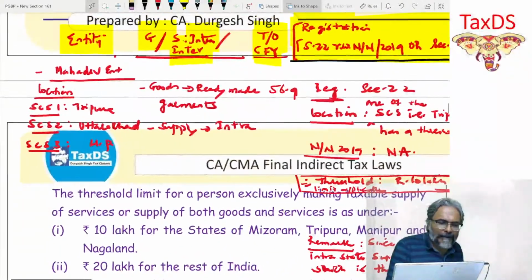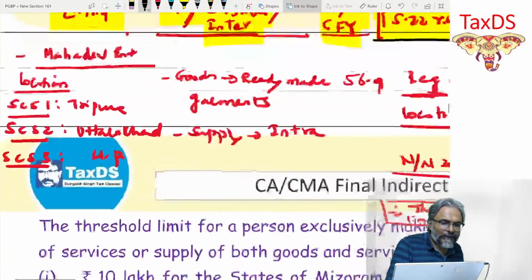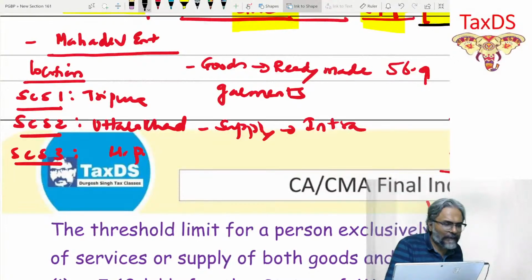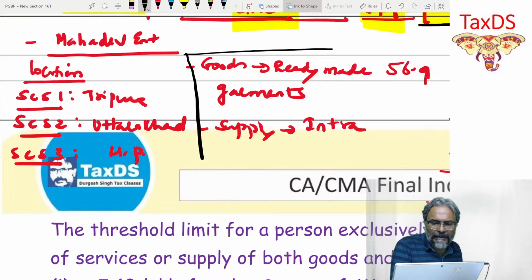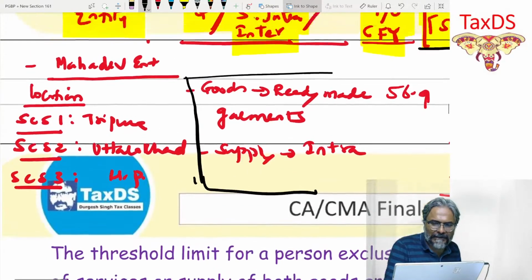Fine. Now if you see the entity, students, over here is Mahadev Enterprise, and where exactly is the location, students? The location which I'm talking about, for entity Mahadev Enterprise, is in all the three SCS. SCS 1 Tripura, SCS 2 Uttarakhand, and SCS 3 is Himachal Pradesh. All the three in this context. You agree to this one, students? So therefore, you can just write entity is Mahadev Enterprise, and it is located in all the three SCS, the way we have put across in this case.